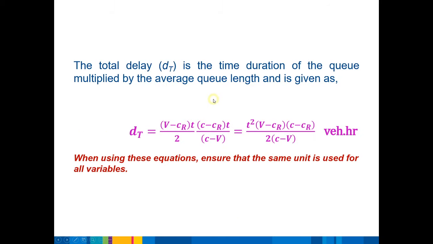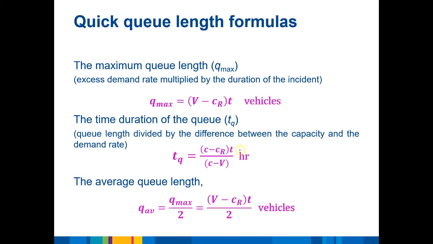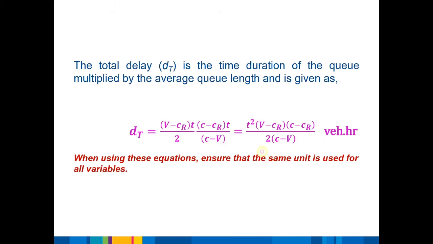Now the total delay looks a little bit fancier or heavier, but if you've calculated this in the previous steps, it's actually pretty easy. The total delay is the time duration of the queue multiplied by the average queue length. If you've already calculated both of these, you can just multiply them together. Or if you're calculating them from scratch, you can use this formula. But either way, it's the same.